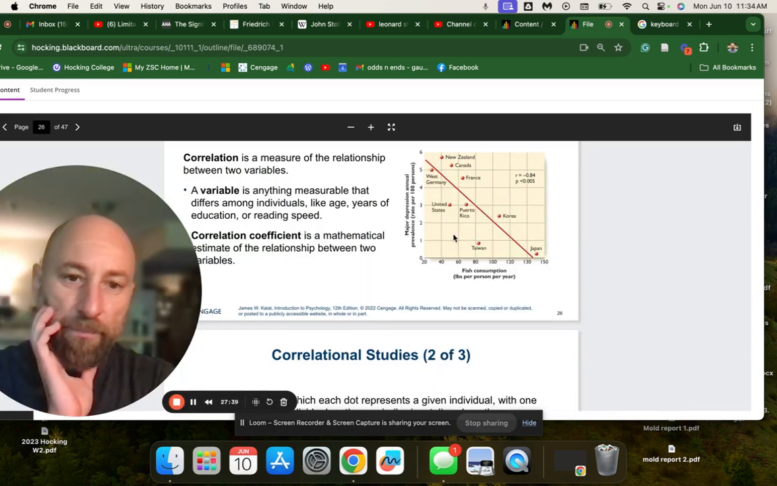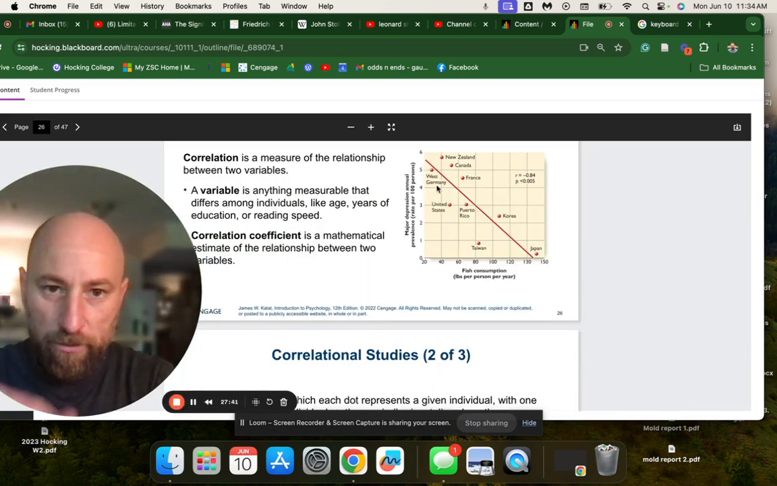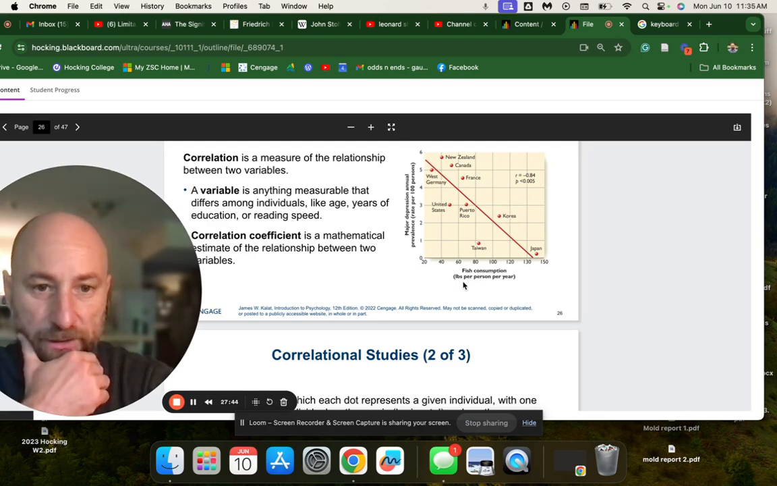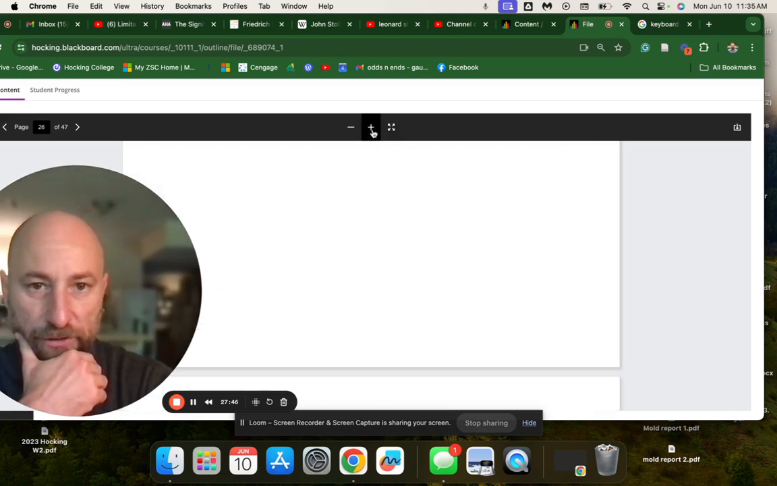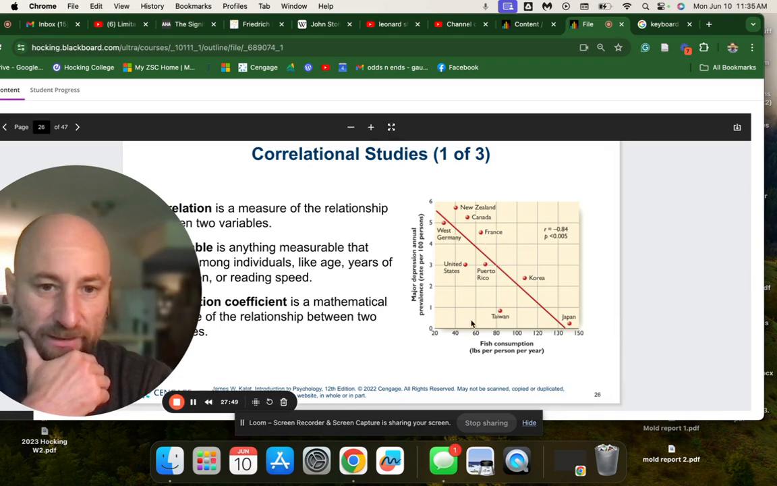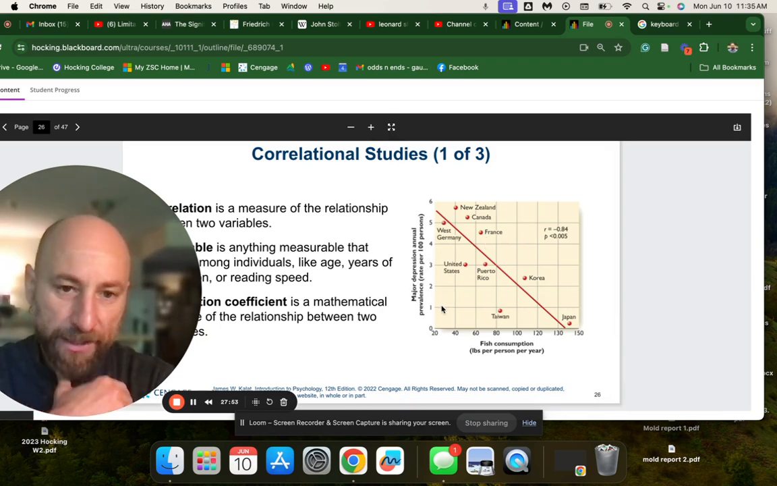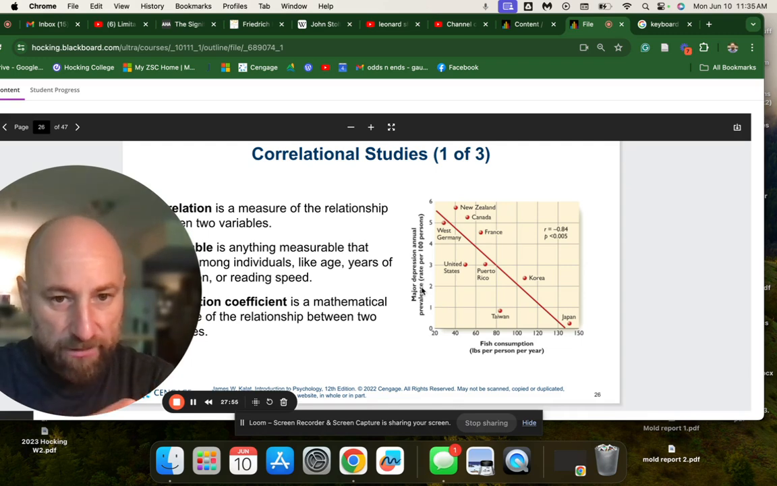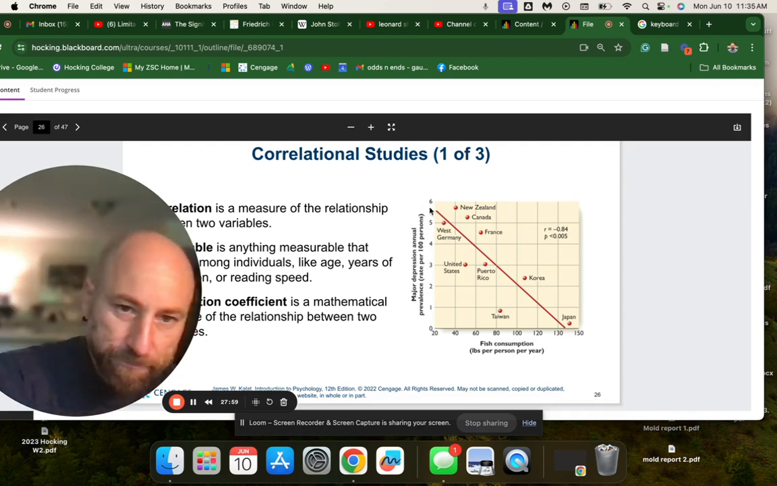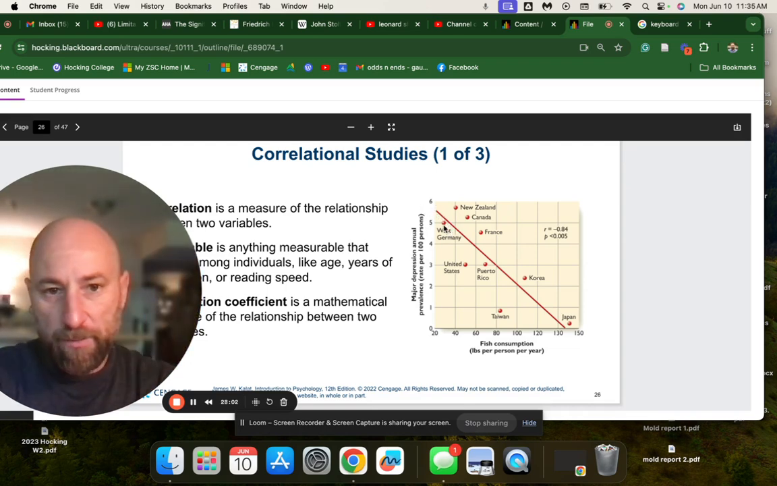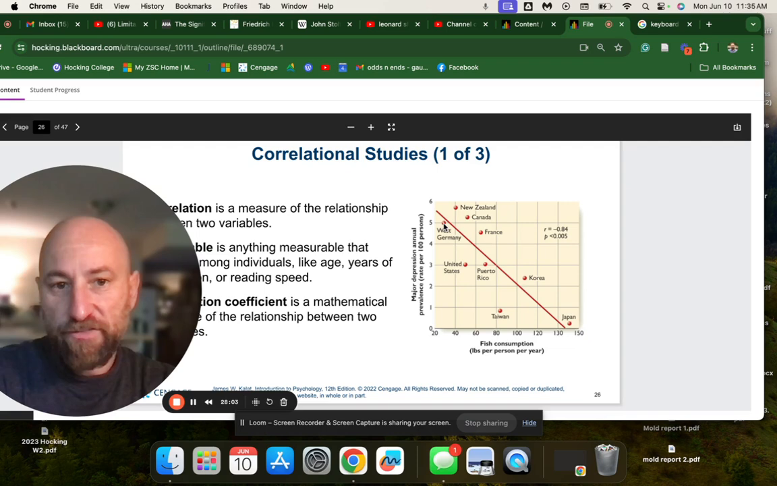All right, so we have our variables, fish consumption, and it says pounds per year. That is our x-axis. Here's our y-axis. This says major depression annual prevalence. So this is rate per 100 people. So this spot up here is West Germany. So 5 out of 100 people in any given year have depression in Germany.